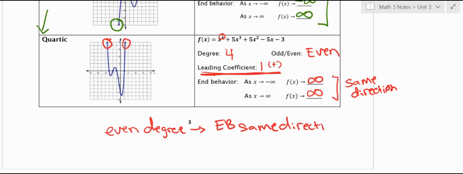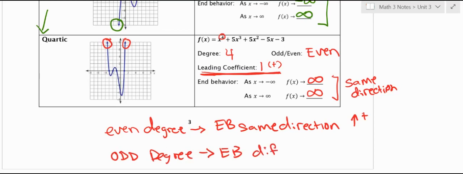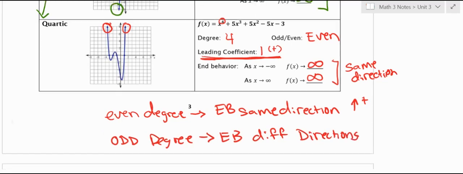And specifically, it's going to go up if the leading coefficient is positive, and it will reflect our normal increasing way. And then if it's negative, it's going to look different. Odd degrees, our end behavior is going to go in different directions. And if we go from left to right, it's going to look like it's increasing.